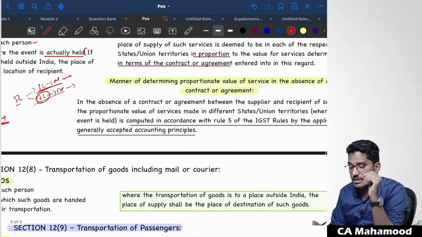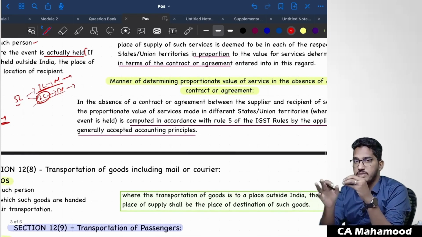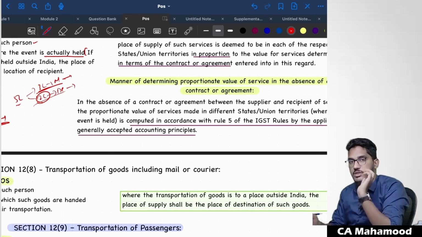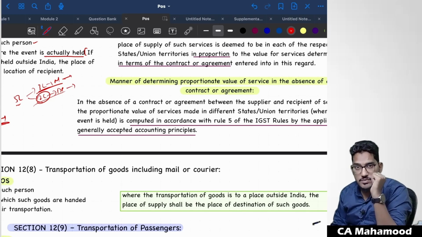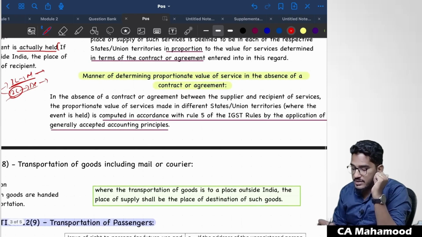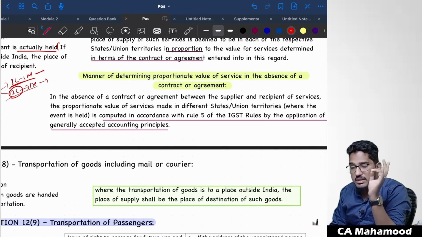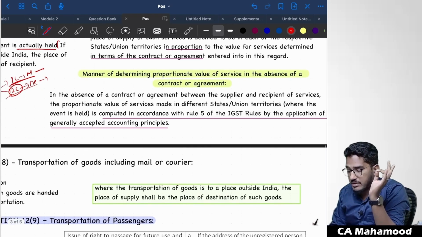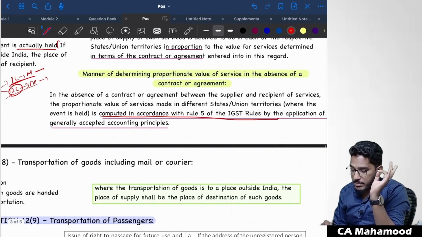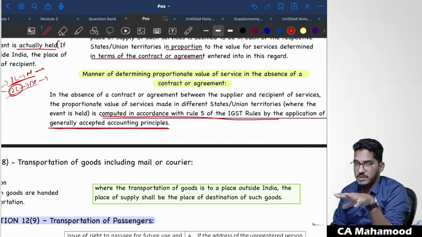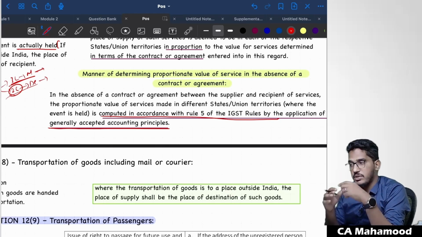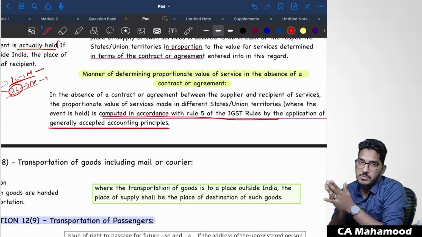But in some cases, the agreement will not be there. They will just give 5 lakh rupees and say, see, for conducting the total event, the amount is 5 lakh rupees. Then how to determine the place of supply? In these cases, in the absence of an agreement or contract between the supplier and the recipient of the services, the proportionate value of services made in different states or union territories is computed in accordance with Rule 5 of the IGST Rules, which simply says that you will apply the generally accepted accounting principle. Whatever value you get by applying it, that will be the place of supply.